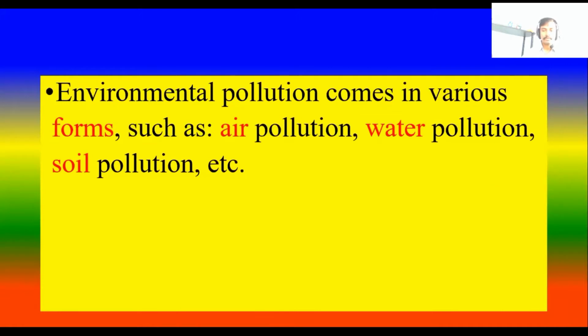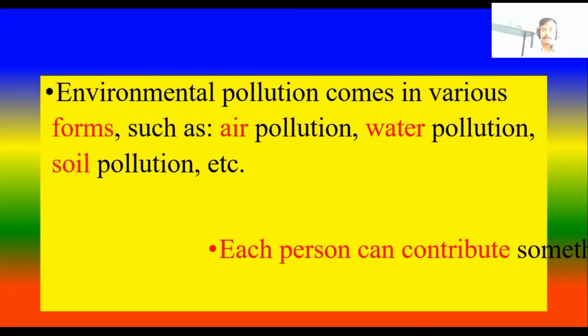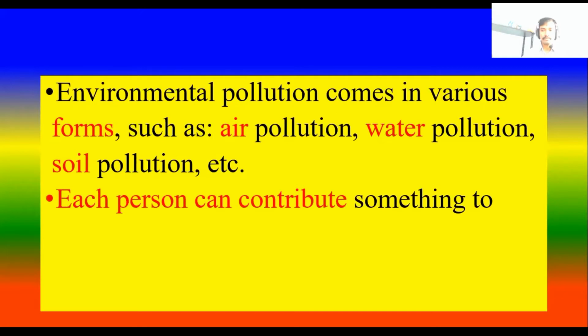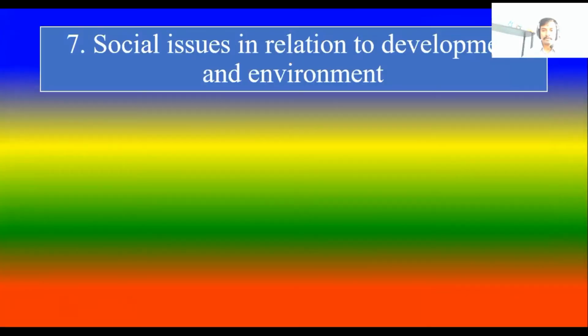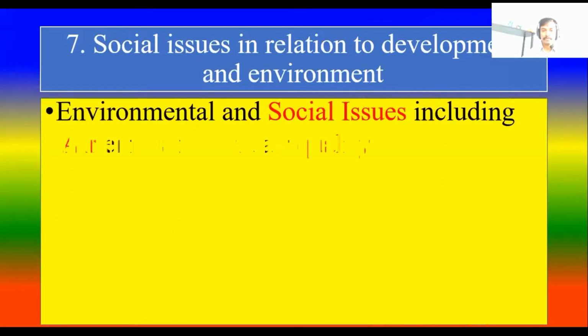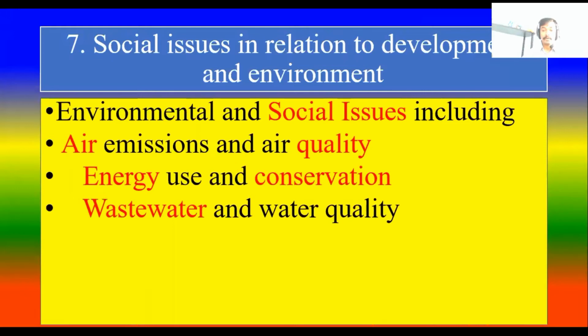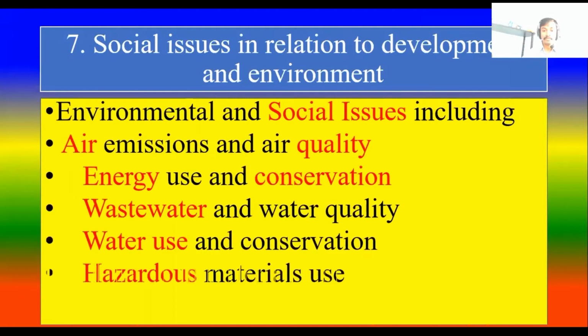Then forms, various forms of pollution, including air, water, soil. Forms means types. Each person can contribute to protect and prevent pollution. Then social issues: air quality, energy conservation, wastewater, waste usage. We know that waste is a major problem in our society. For example, when you walk in the street, it is difficult to walk because of the bad smell, as well as difficulty breathing, the hazards. These are the social issues.